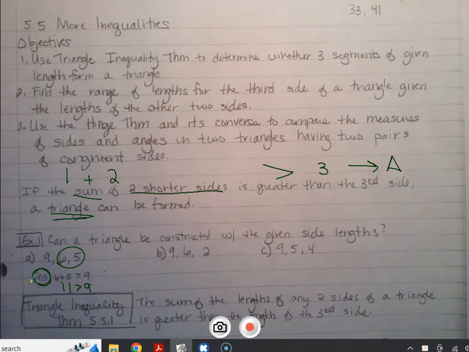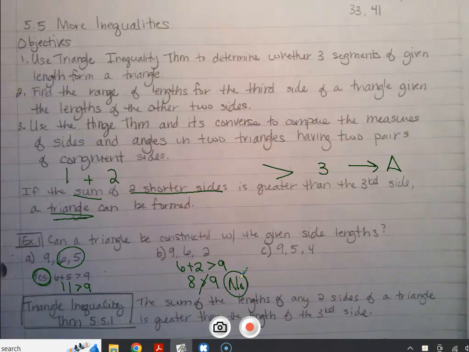Okay, so how about B? How will we do B? What are my 2 shorter sides? 6 and 2. So 6 plus 2 has to be greater than 9 to make a triangle. It's 8, so 8 is not greater than 9, so can we make a triangle? No. No triangle. Why can't you? Because 6 and 2 are the 2 smaller sides. You have to add them up and it has to be bigger than 9, like the 11 on this side. And so it's 8, so it doesn't work out. Can't make a triangle.